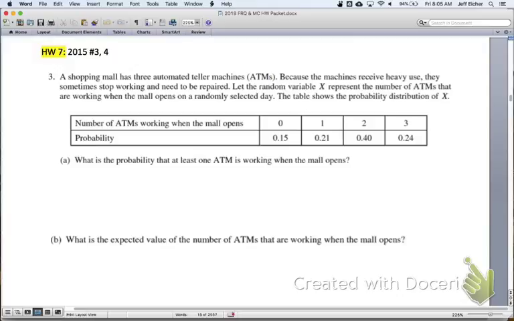We'll be looking at two questions from the AP Statistics exam in 2015, number 3 and 4. Number 3 is a probability question, always good to review probability. Number 4 is an inference question, a 4-step process.